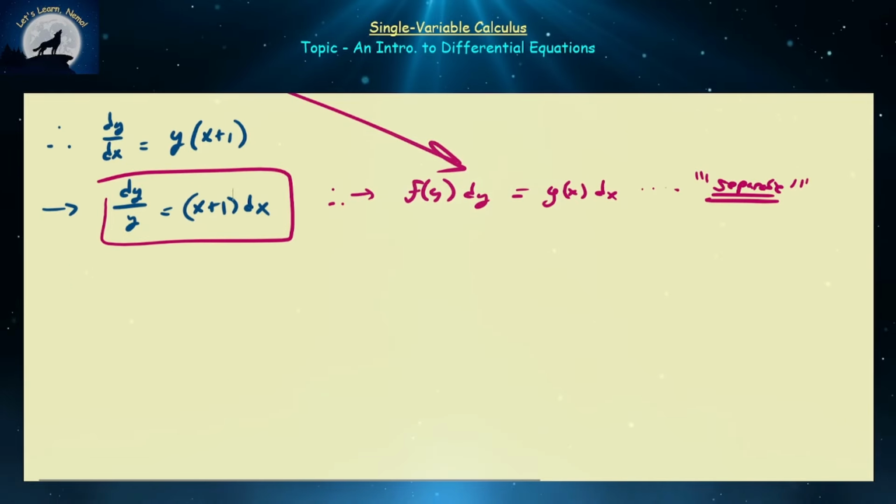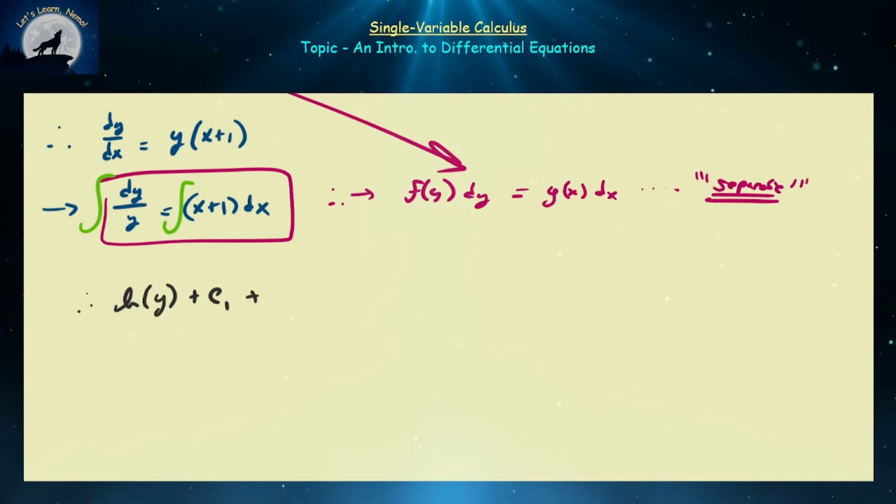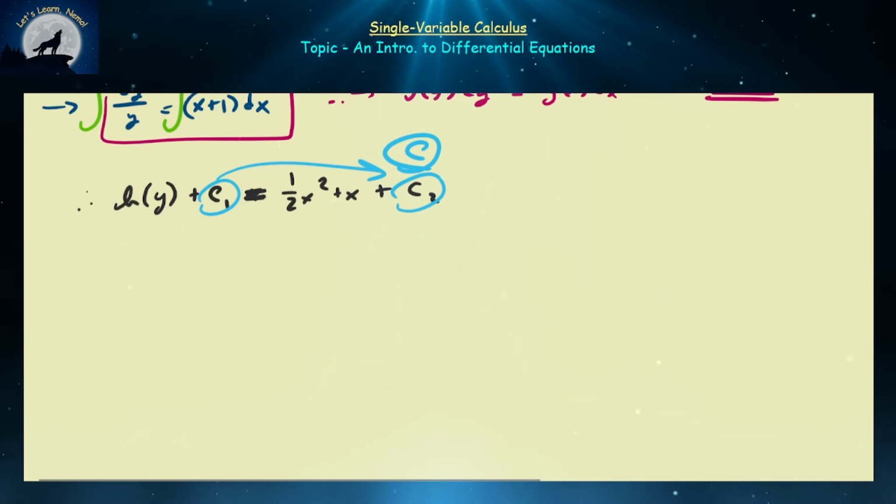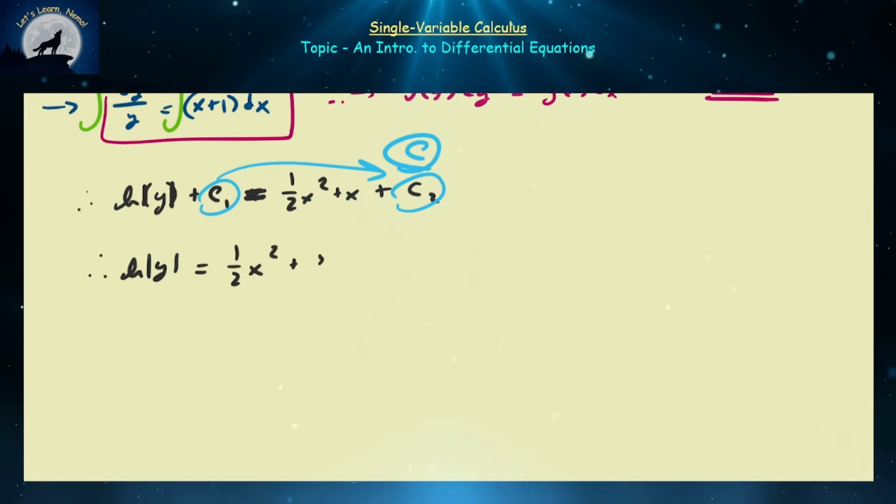So once we have separated our y and x terms, all we're going to do is just integrate both sides of this relation. So on the left-hand side, we're going to have the natural log of y plus some constant c1. And on the right-hand side, we're going to have 1 half x squared plus x plus some constant c2. And c1 and c2 are just arbitrary constants, so I'm just going to flush both of them on the right-hand side and just call it c. So then I'm going to have the natural log, and keep in mind, most people will also write this as the absolute value of y. And that's going to be equal to 1 half x squared plus x plus some constant c.